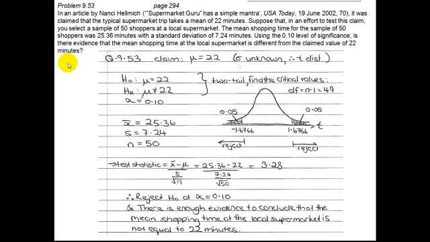And of course, we don't just write our decision in terms of the null hypothesis, we then write it in relation to the alternative. So this is our chance to basically interpret the result and link it back to the problem. So we can say, because we've rejected the null, that's equivalent to saying there is enough evidence to conclude that the mean shopping time at the local supermarket is not equal to 22 minutes. So our sample evidence does not support the original claim, it actually supports the alternative.